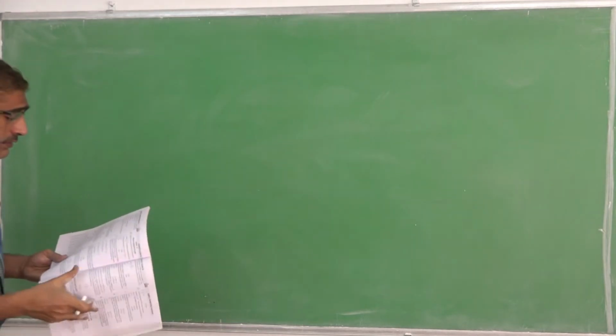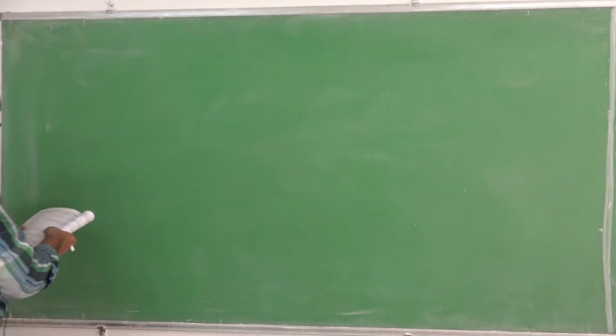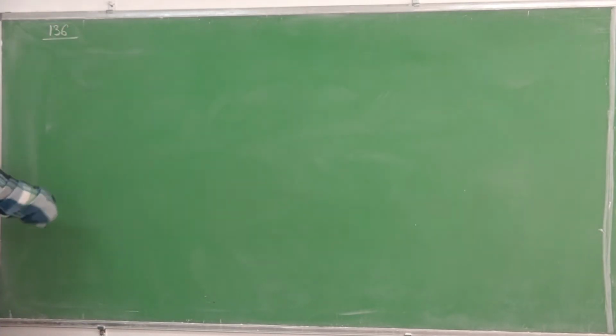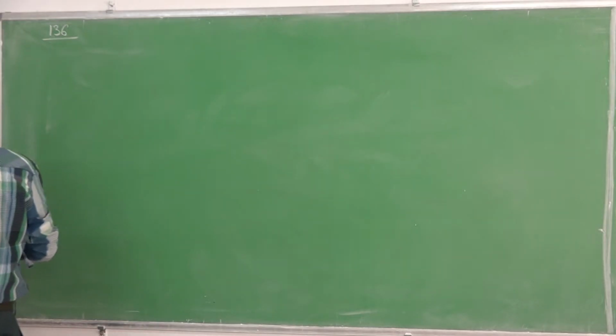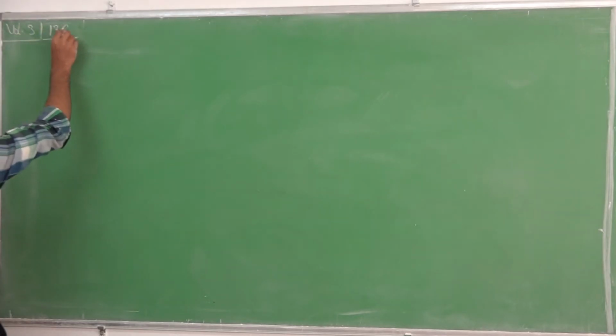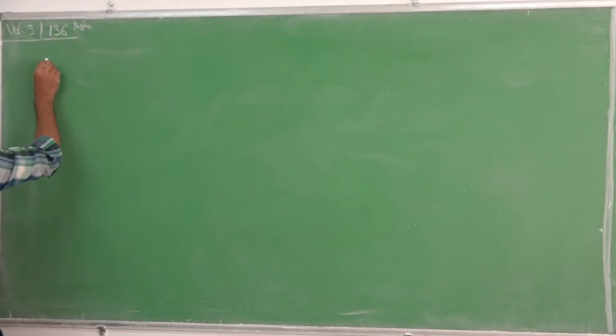Okay, now we'll start with these problems. Problem 69, page number 136. This is volume number 3. Book volume 3, page number 136. Problem number 69.